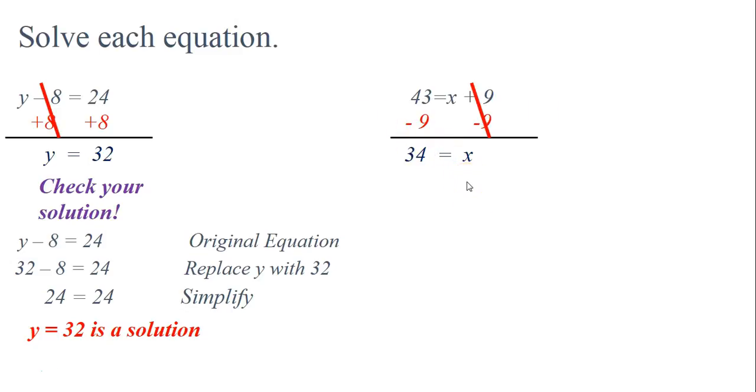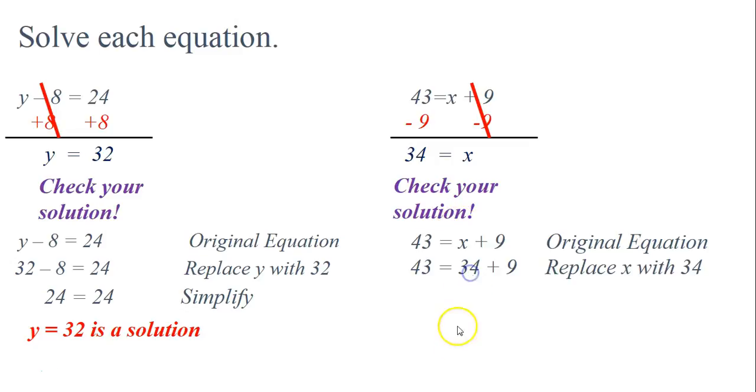And once again, we're going to go back and check our solution. We can do that by replacing x with 34 in the original equation. So I have 43 equals 34 plus 9. 43 equals 43. So we can look at our next one.